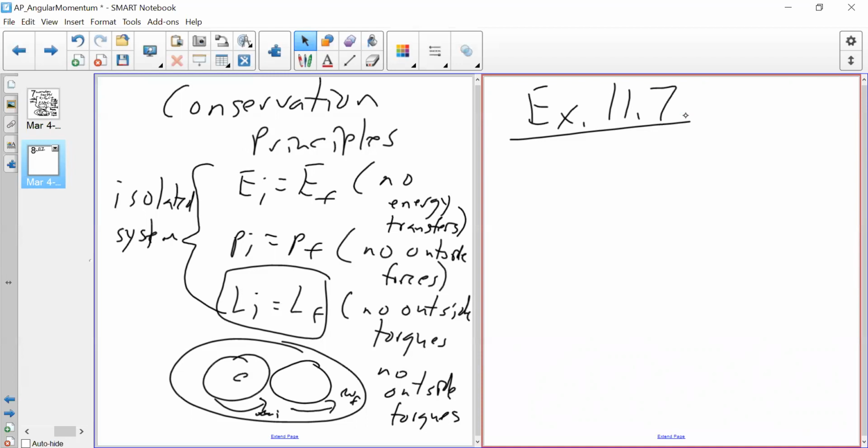So there are a number of ways to think about where the beginning action takes place in angular momentum problems and where the final action takes place. So, initial to final, it's always going to involve radii. And you'll see that as a common theme in example 11.7, 11.8, and any of your angular momentum problems.